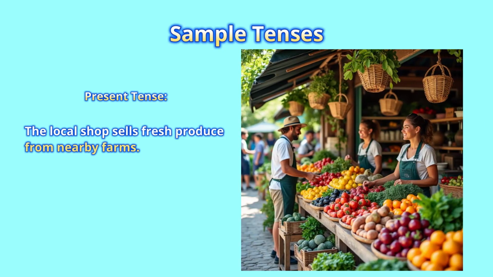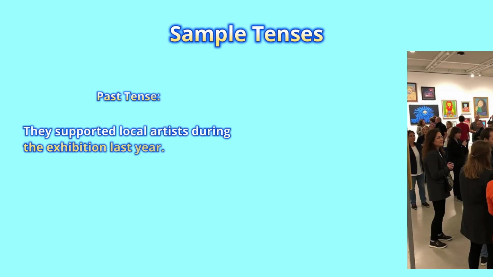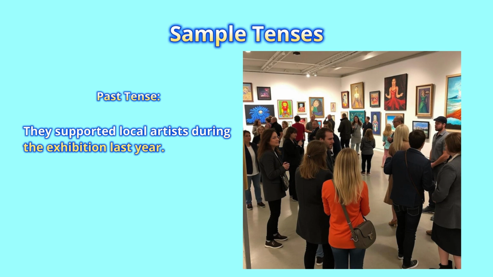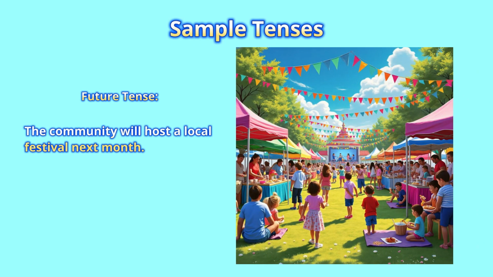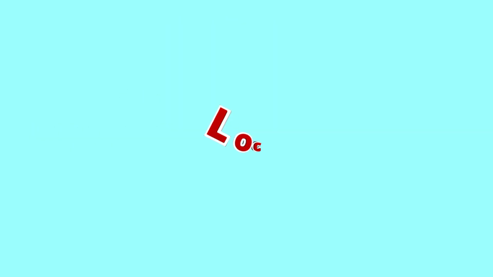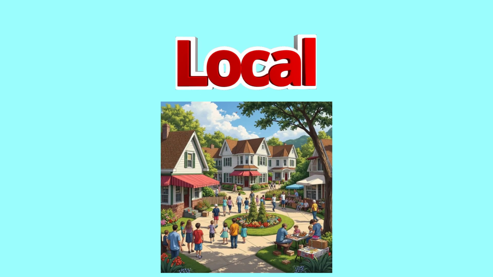Sample tenses. Here are examples of local used in different contexts. Present tense. The local shop sells fresh produce from nearby farms. Past tense. They supported local artists during the exhibition last year. Future tense. The community will host a local festival next month. Summary. Local denotes a connection to a specific place or community.